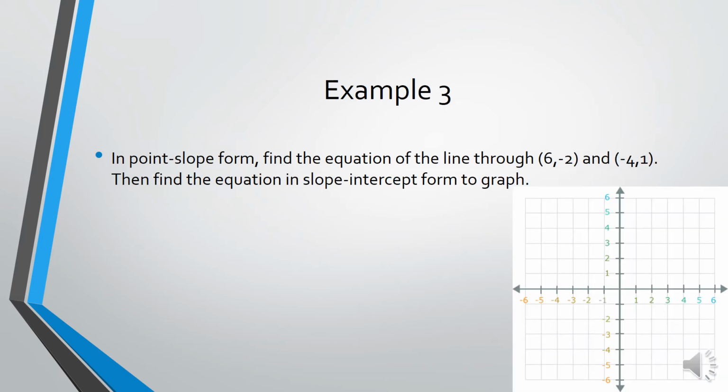Now in point-slope form, we're going to find the equation of the line through (6, -2) and (-4, 1). Then we'll find it in slope-intercept form to graph it. So really 3 parts here. So we'll separate this into 3.